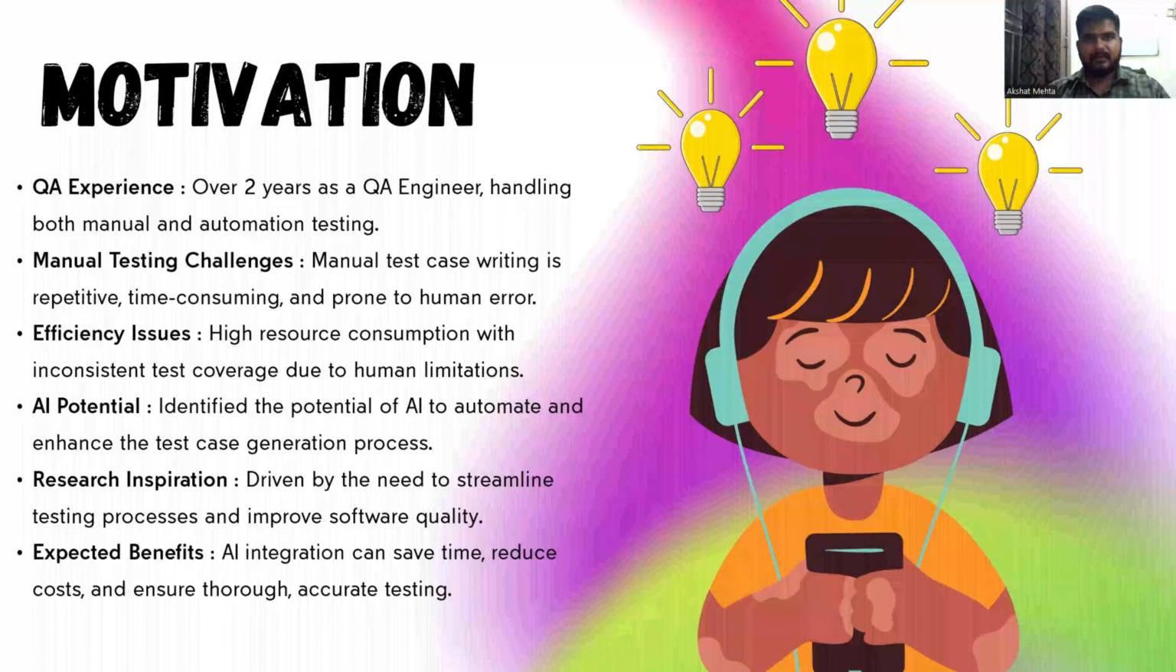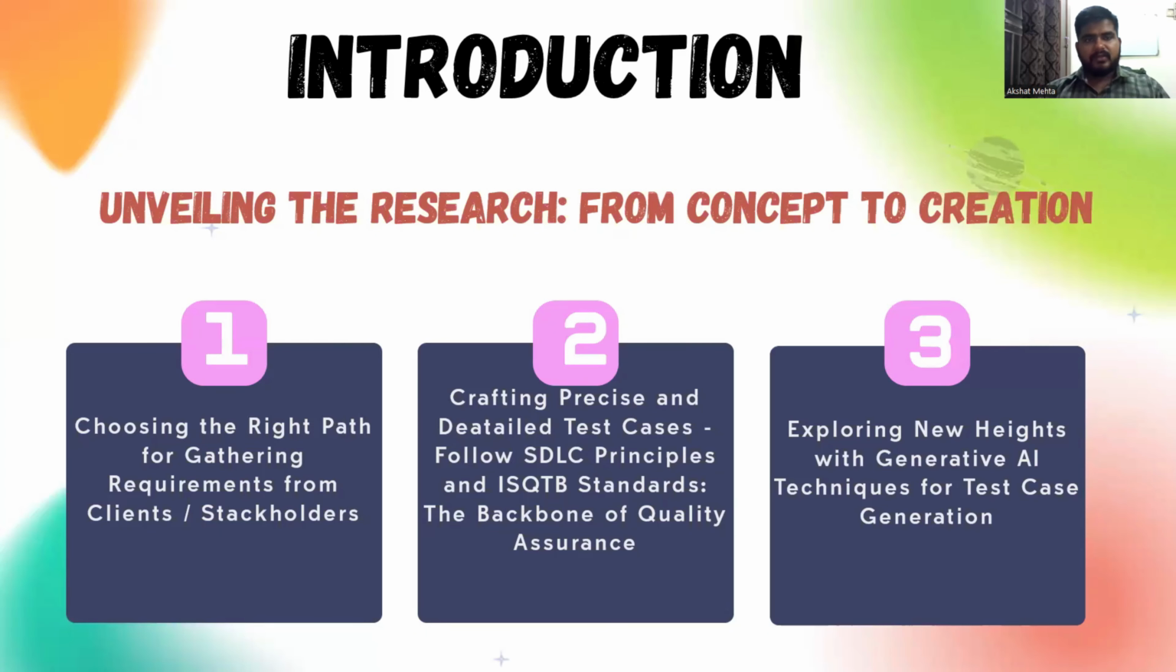First, choosing the right path for gathering requirements. Clear and precise requirements are essential for software development. There are many ways to gather requirements, such as interviews, documentation, and use cases, but we chose user stories. User stories offer a clear, flexible narrative format that evolves with projects and captures the essence of what users truly need. We will explore more about it in the next slide.